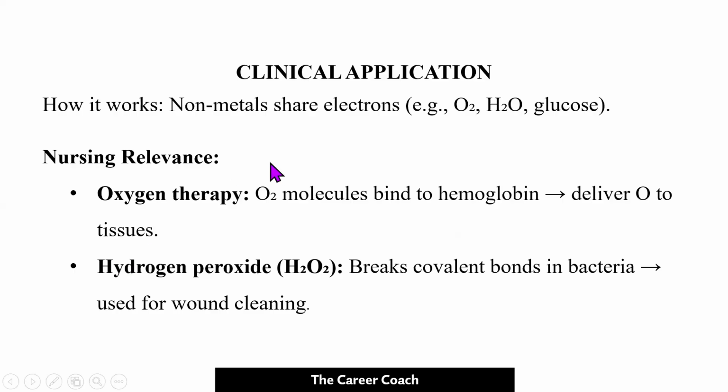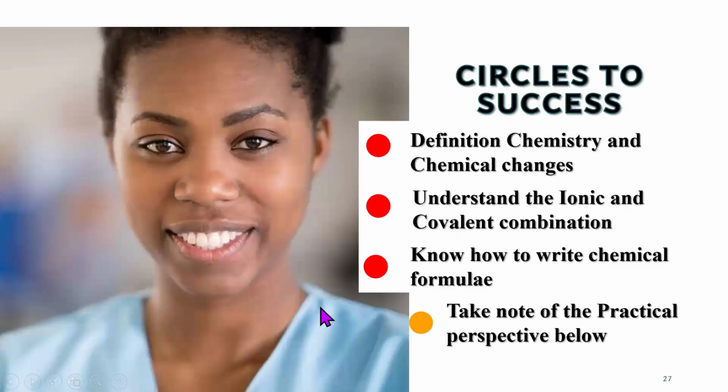Another nursing relevance to covalent bonding is hydrogen peroxide. Hydrogen combining two molecules to oxygen in two molecules. Hydrogen peroxide breaks covalent bonding in bacteria, which is useful in wound cleaning.